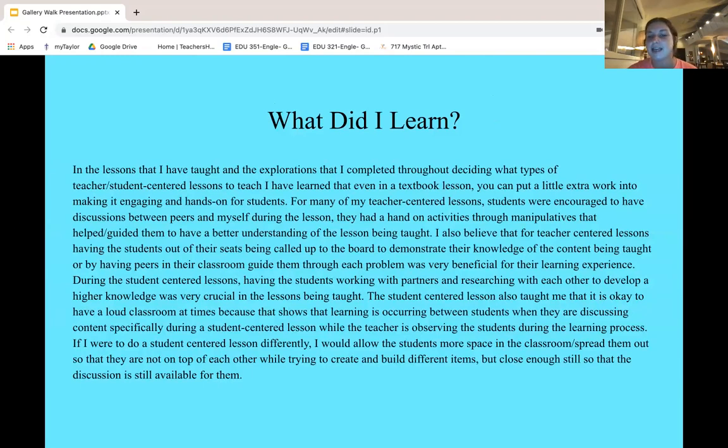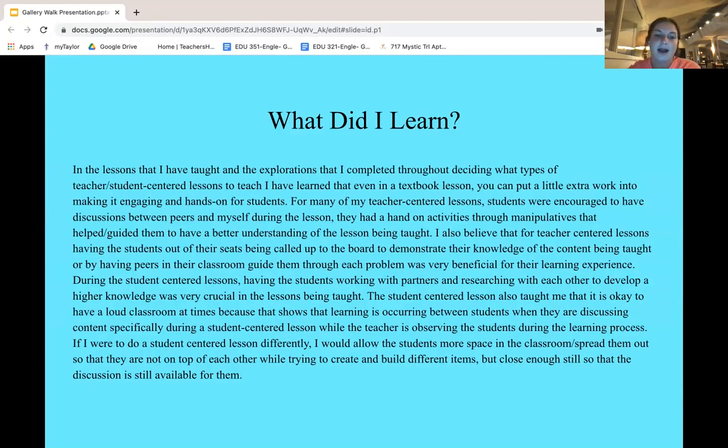So I learned that even if you have a textbook lesson, you can make it fun and engaging and hands-on for students. It also is a good way to create discussion between the peers and the teacher as they complete those hands-on activities with manipulatives, or calling them up to the board and guiding them through the lesson so that they have a better understanding.